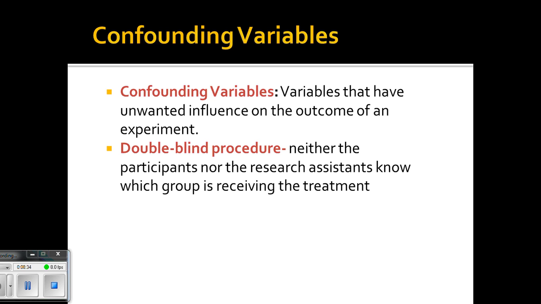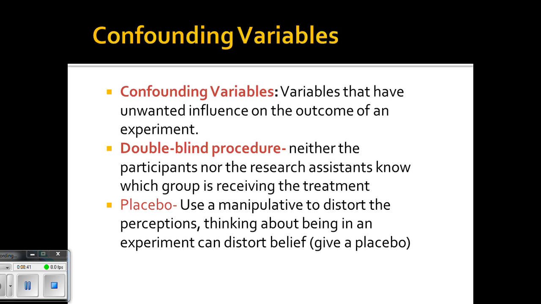Double-blind procedure would be me, the researcher running the experiment. I wouldn't know which student got the coffee, because maybe I used a placebo. Okay? The placebos are often given because if they don't have a placebo, sometimes the students who are getting the coffee versus kids that aren't getting the coffee might act differently because they know they're part of this experiment. Alright, so a placebo uses manipulative ways to distort the perception thinking about one may have thinking about an experiment.